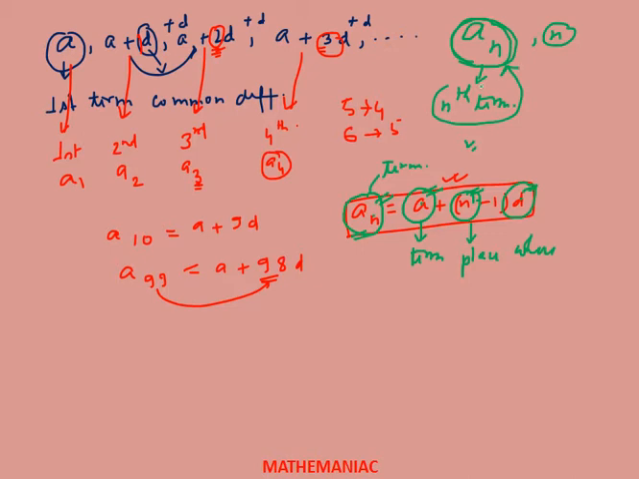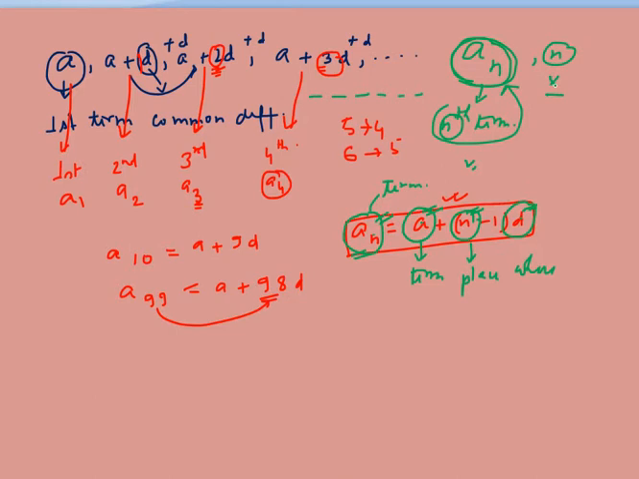It is the term placed in the nth place, meaning 1, 2, 3, 4, like this. If you go somewhere here, the nth place will occur. Whatever I put here is known as the AN, right? Whereas the place is this one. N represents the place, and AN is the term placed in that particular place, right?